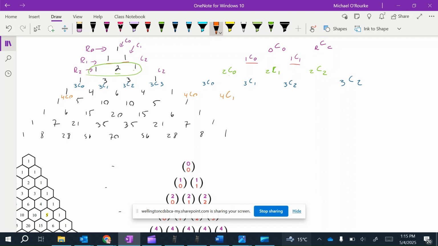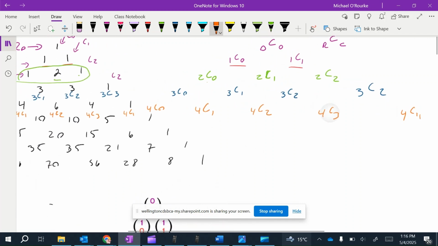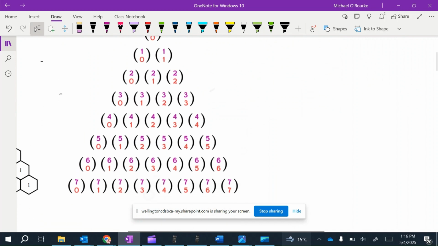4C1 is this number right here, 4C2, 4C3, okay, and 4C4. Okay, so no matter where you go, you can rewrite Pascal's triangle as combinations. And you can see it's down here.